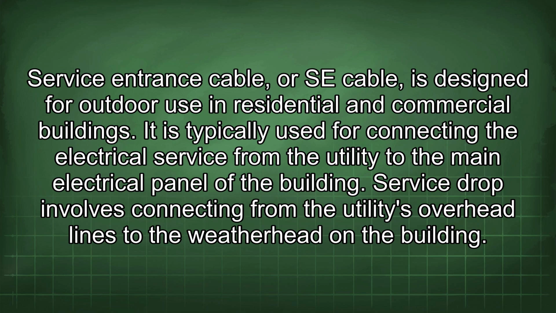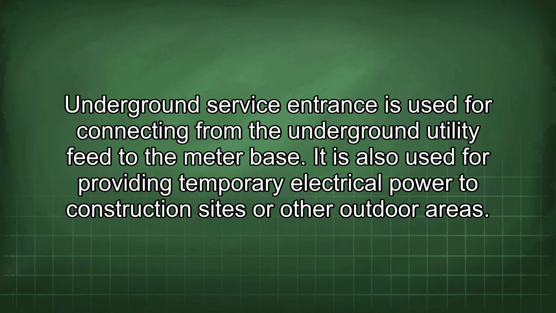Service drop involves connecting from the utility's overhead lines to the weatherhead in the building. Underground service entrance is used for connecting from the underground utility feed to the meter base. It is also used for providing temporary electrical power to construction sites or other outdoor areas.